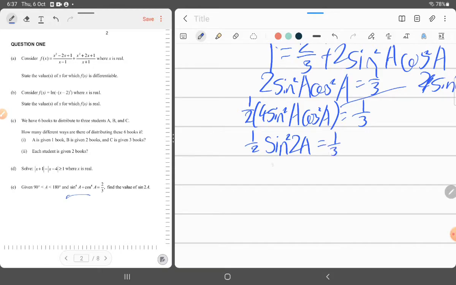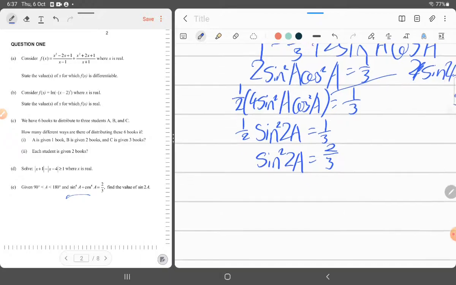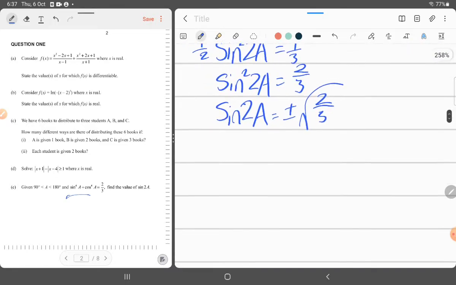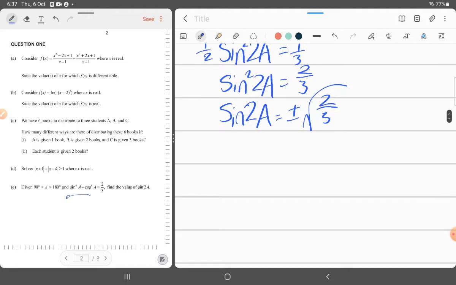So sine squared 2a is equal to 2 over 3. We square root that, and we need to remember the plus minus. So sine 2a is equal to plus minus square root of 2 over 3. Can I be bothered simplifying? Yeah, which is square root of 6 over 3.